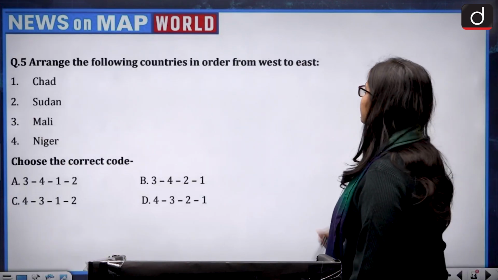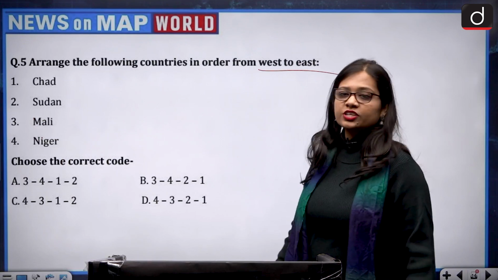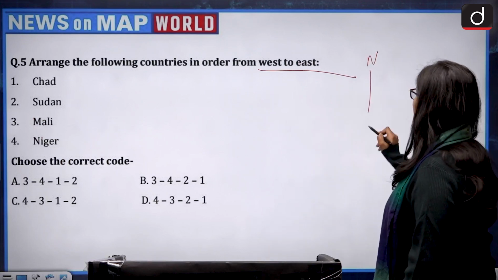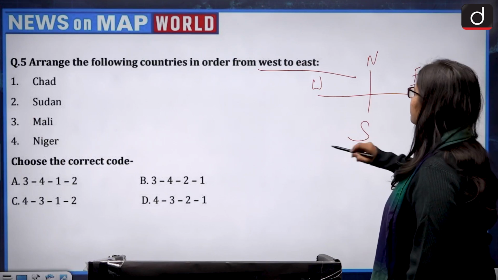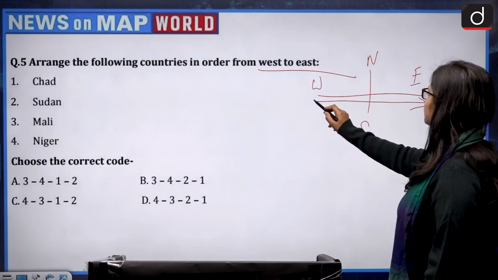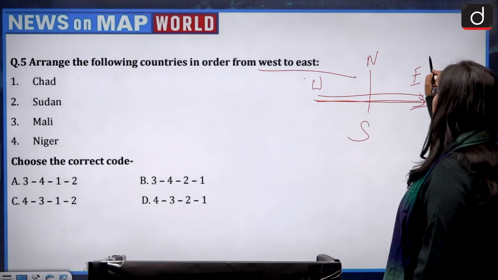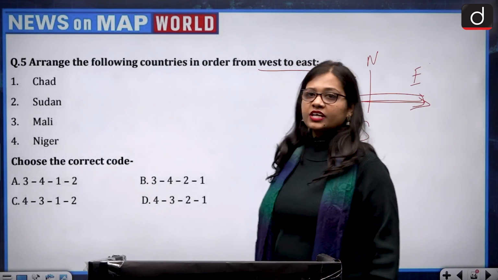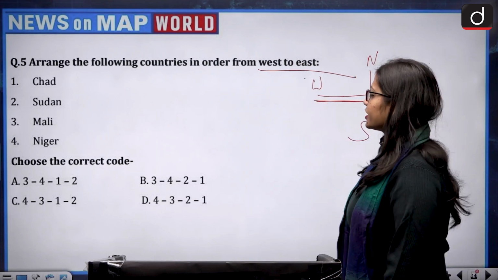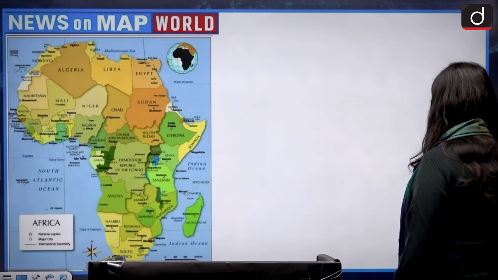Arrange the following countries in order from west to east. So west to east means this is north, this is south, this is west, and this is east. So from west to east means this direction. The 4 countries are Chad, Sudan, Mali and Niger. Choose the correct code.